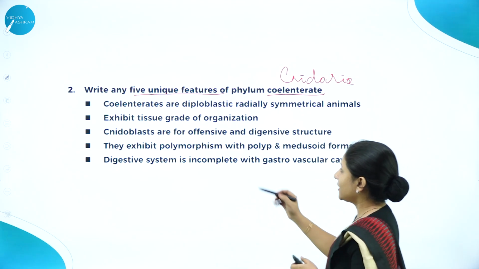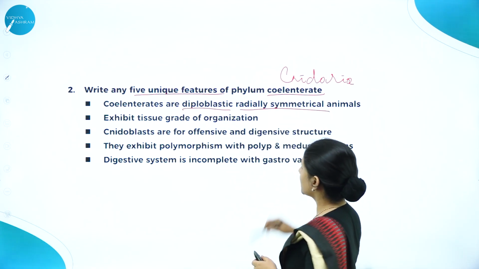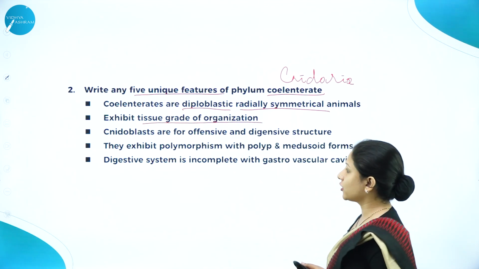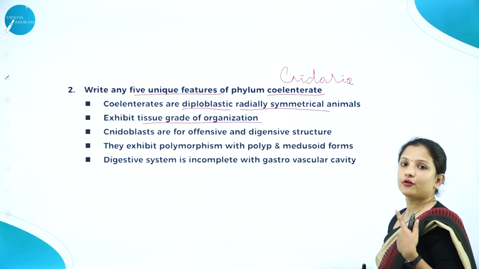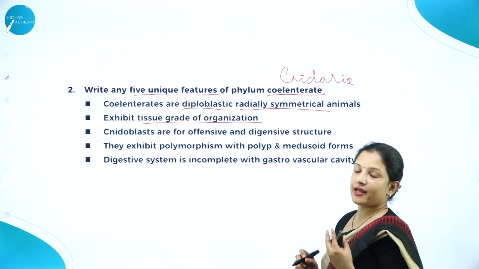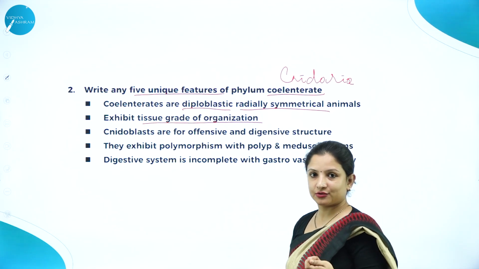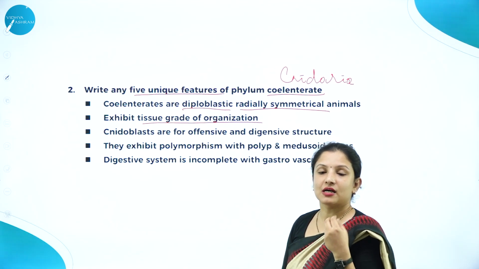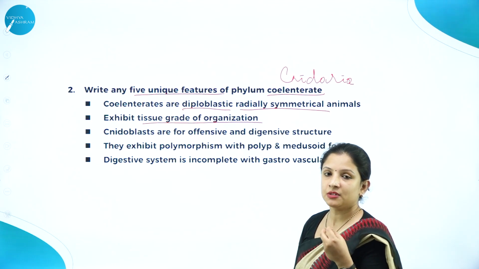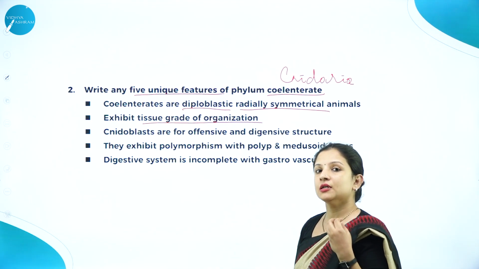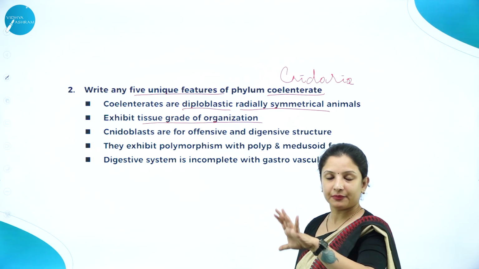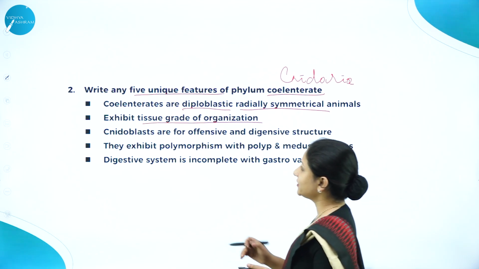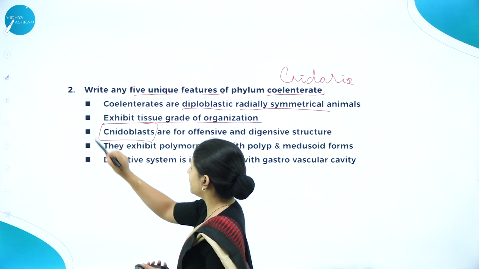Coelenterates are diploblastic, they are radially symmetrical, and they exhibit the tissue grade or level of organization. And cnidoblasts are for offensive and defensive structures. In jellyfish, for example, they have stinging capsules or structures which help them stay away from the predator, or protect them from the predator. They are called cnidoblasts. So writing about cnidoblasts is very important.